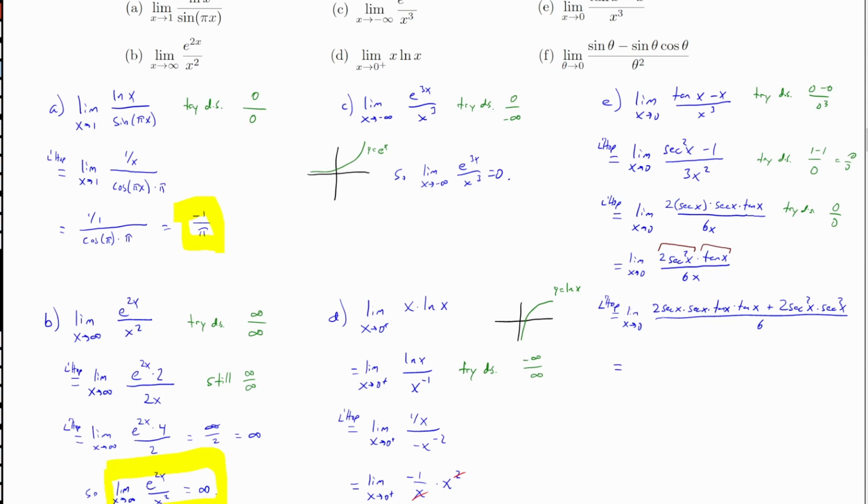And now when I do direct substitution, remember when I plug in 0, cosine of 0 is 1. Secant is 1 over that, 1 over 1 is 1. So we're going to get 2 times 1 times 1 times 0 times 0 plus 2 times 1 squared times 1 squared all over 6. Okay, so I have 0 plus 2 over 6, or 1/3. So the limit as x approaches 0 of tangent x minus x over x cubed is 1/3.